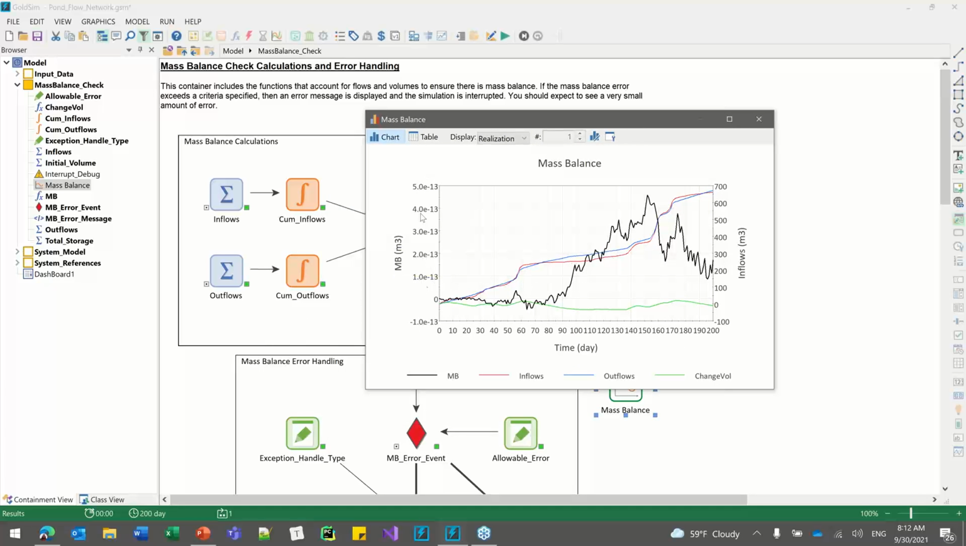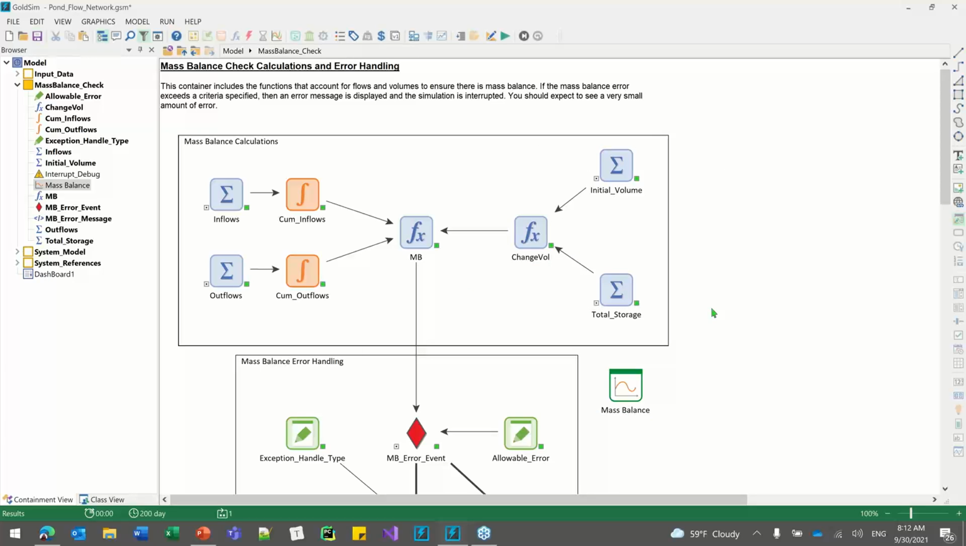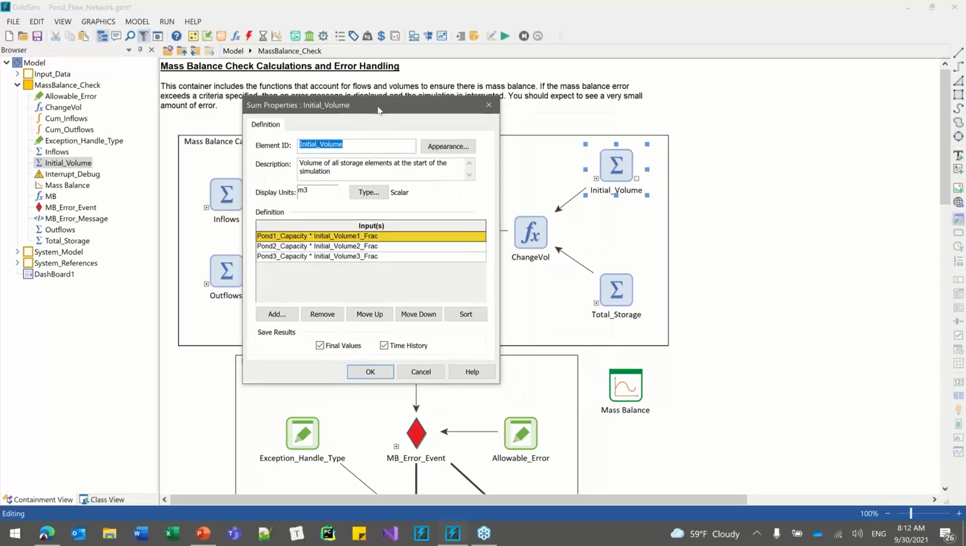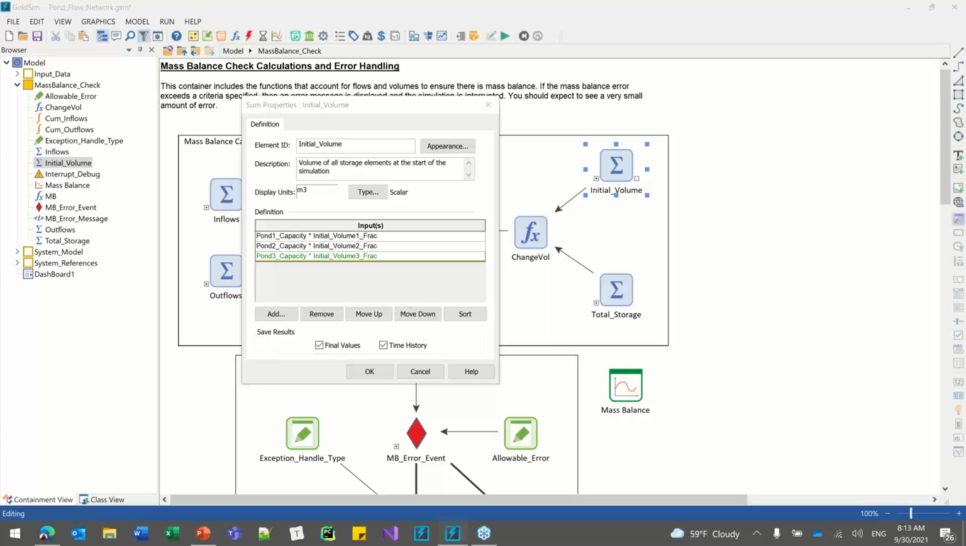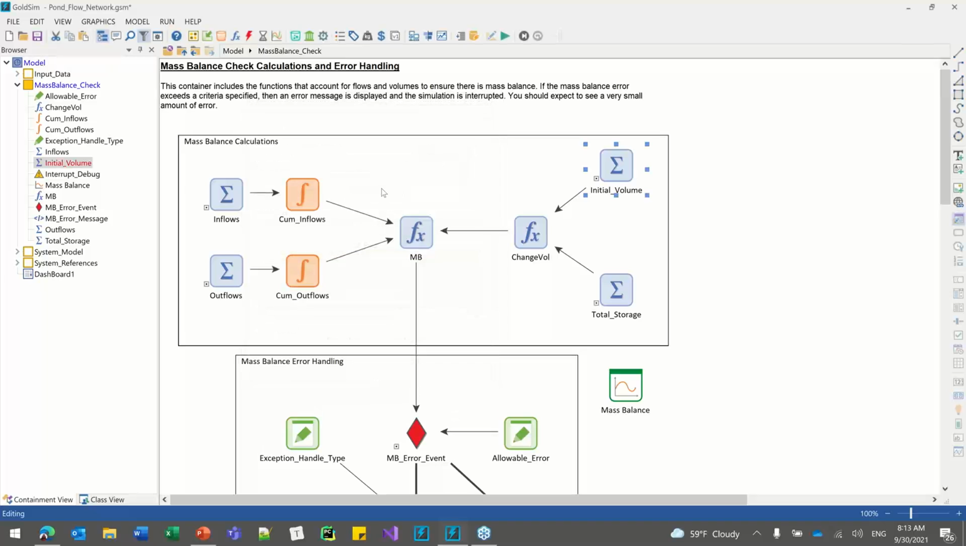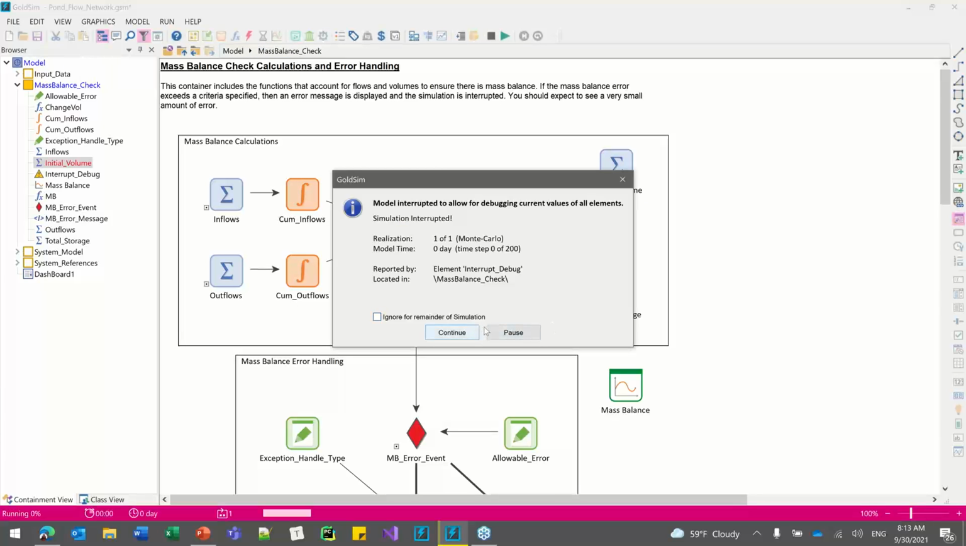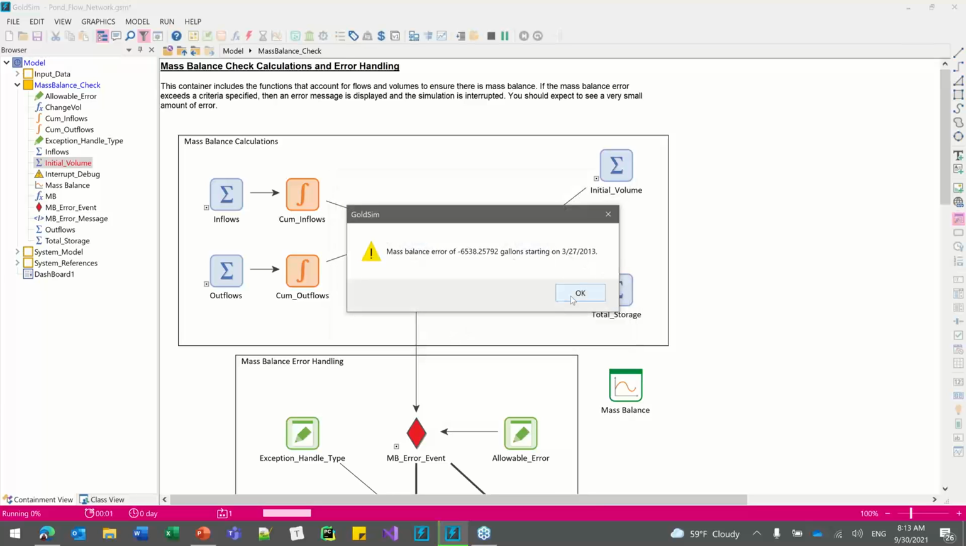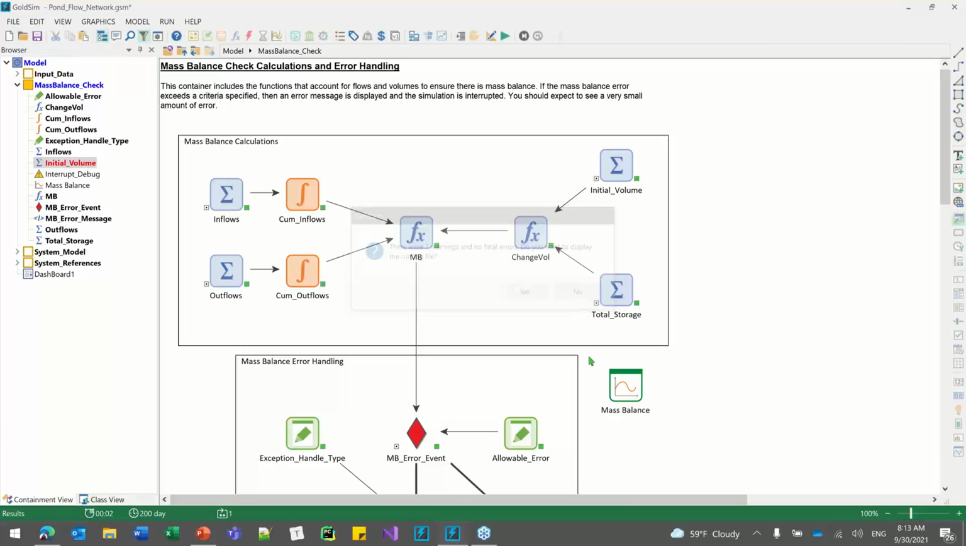Okay, so what you see here in the black is very small numbers, and so we have balance. Now, what happens if I artificially go in here and, for example, remove one of the initial volumes? Right now I'm accounting for the initial volumes for all the ponds, and I'm just going to multiply one of them by 0, so that goes away, and now rerun the model. We're getting some messages telling us that we have a mass balance error. That's fine.